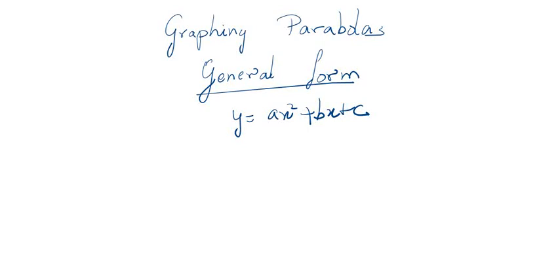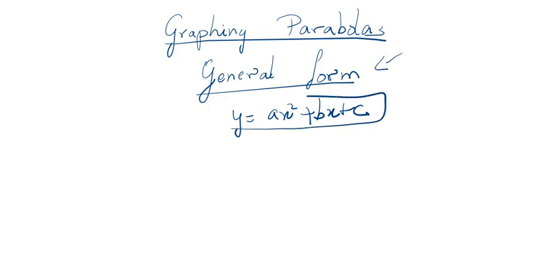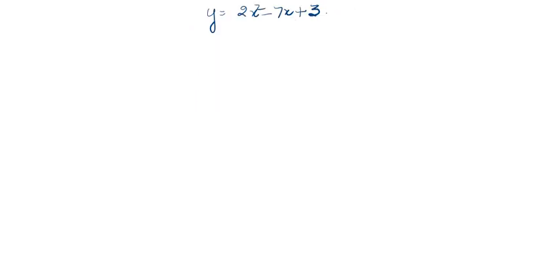Today we're looking at graphing of parabolas. This is the general form, your formula: y is equal to ax squared plus bx plus c. We're going to be graphing the parabola y is equal to 2x squared minus 7x plus 3. Comparing this to the general form, ax squared plus bx plus c, here your a value is 2, b is minus 7, and c is 3.